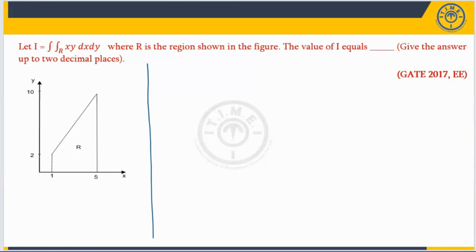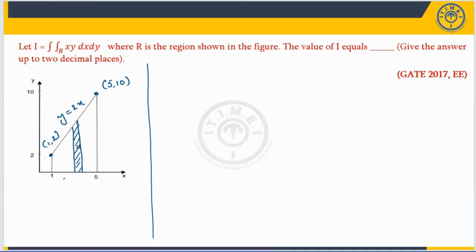Right. So first I need to check out the limits. So what are the points here? This point is (5, 10), and this point is (1, 2). Then the equation of this line is y equals 2x. Right? Now, if I'm taking the vertical strip, then I have to consider the limits of what?